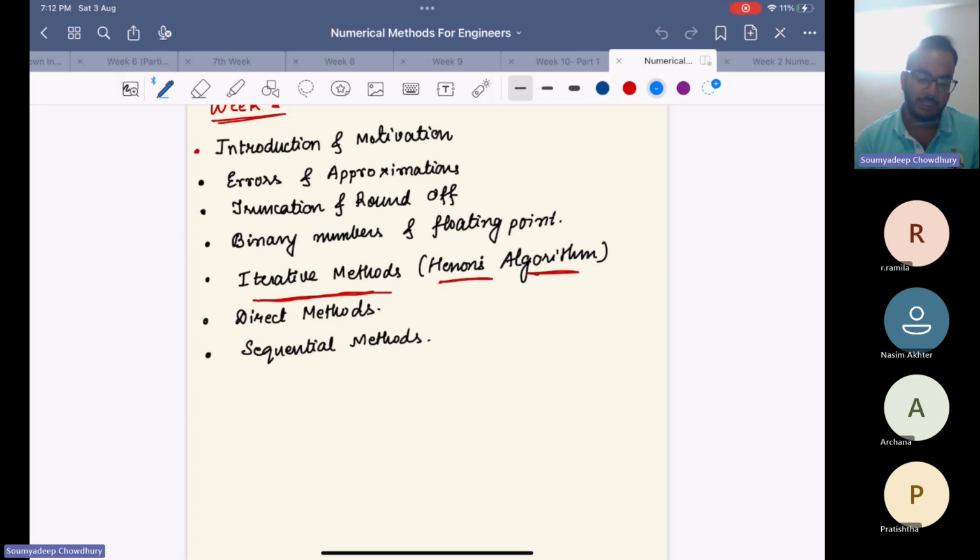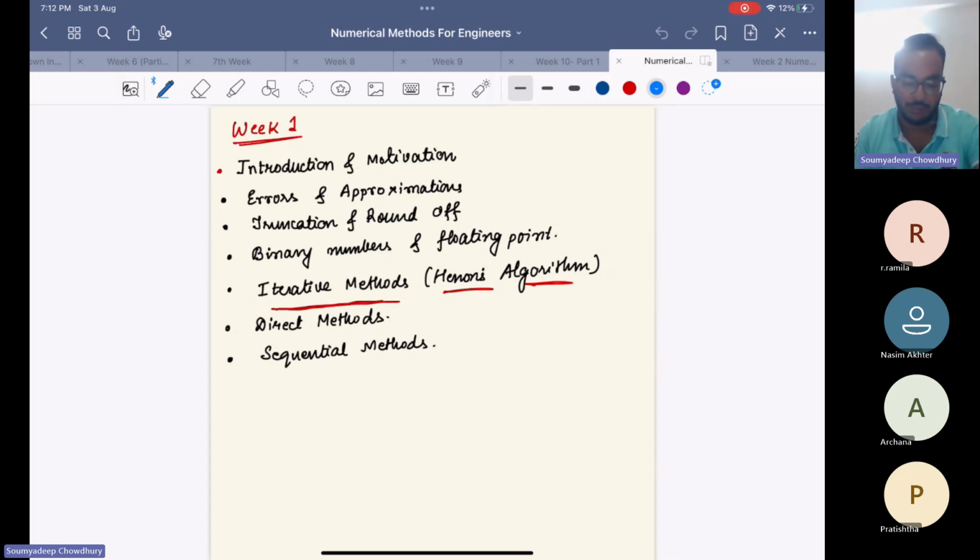So we discussed introduction and motivation. Then we went to errors and approximations. Then we saw the truncation of a number and the rounding off of numbers. Then we went to binary numbers and floating point numbers. Then we saw the different iterative methods. In that, we saw Heron's algorithm to find the square root or cube root of any number. Then we saw the different sequential methods, and we also saw the direct methods in numerical techniques, right?